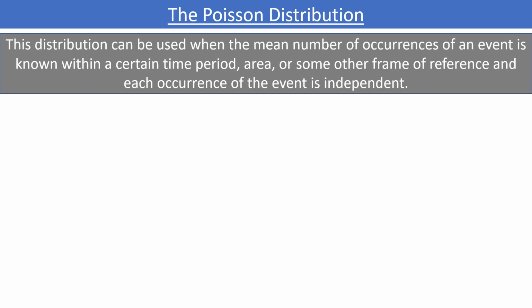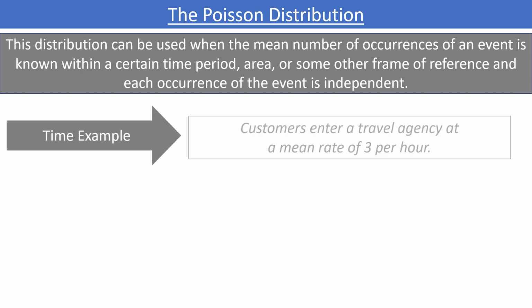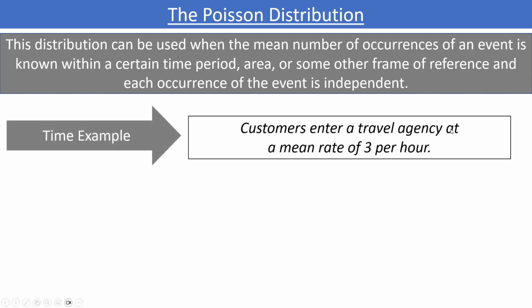Let's look at some examples. The most common examples relate to time. Let's say that customers enter a travel agency at a mean rate of 3 per hour. We know the mean number of occurrences of an event within some certain frame of reference, in this case per hour. If we assume that the entrance of each customer into the travel agency is independent, then we could use a Poisson distribution to model this example.